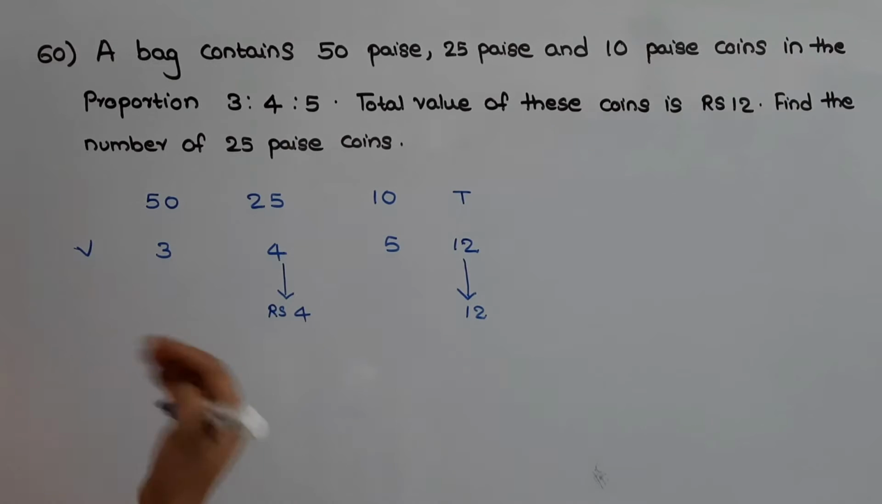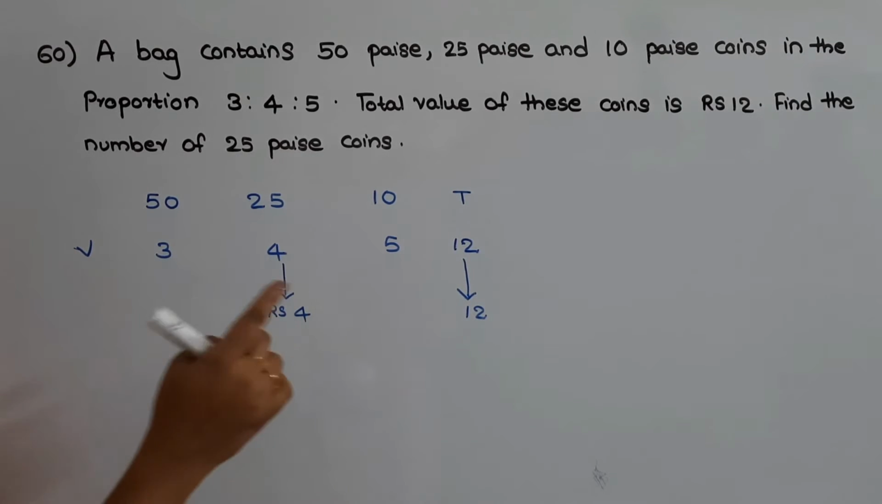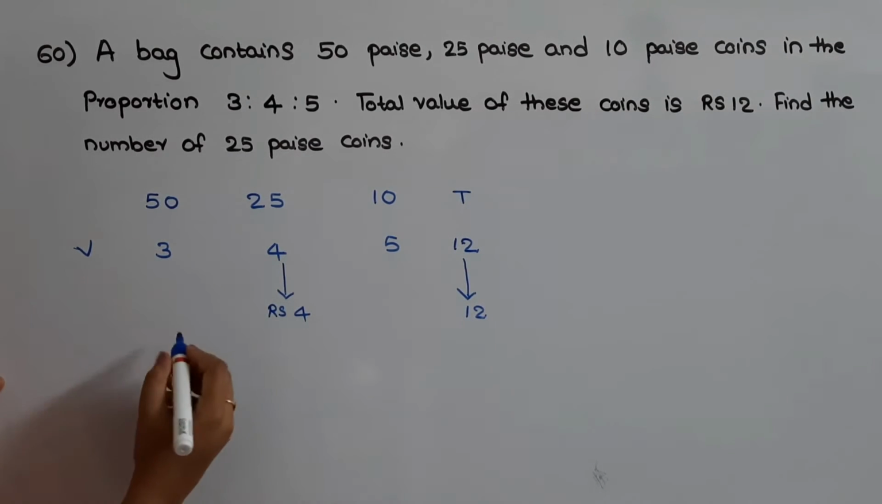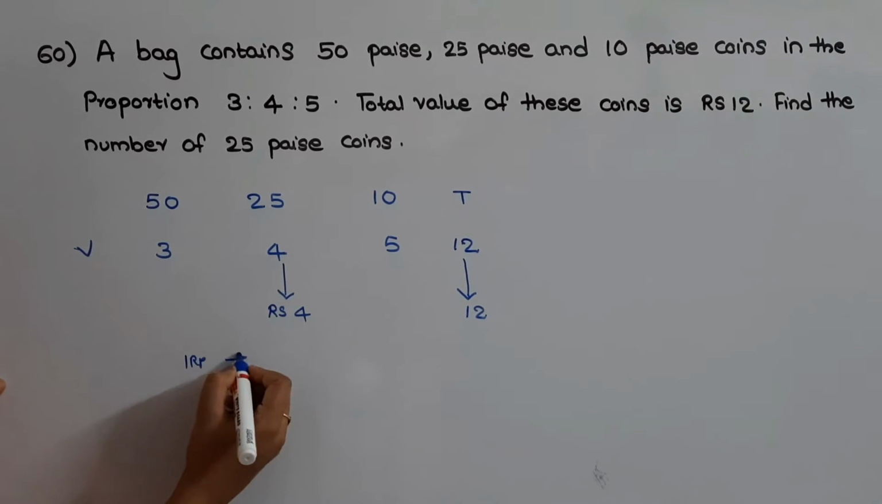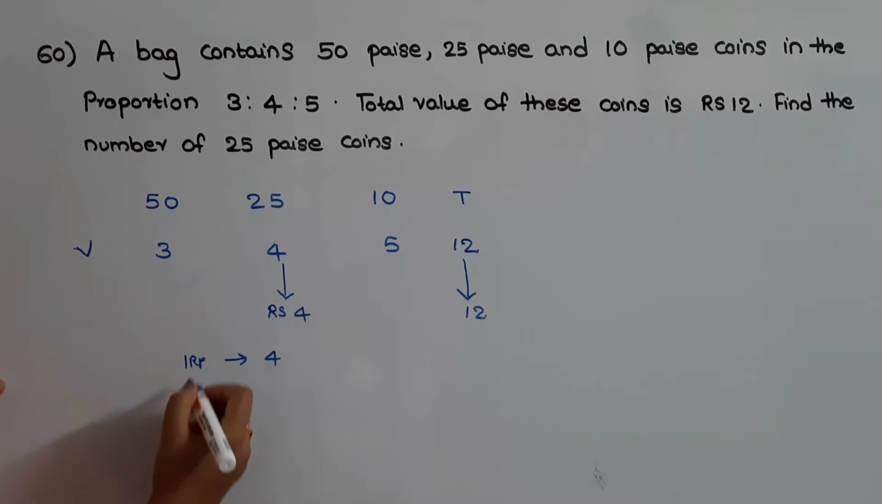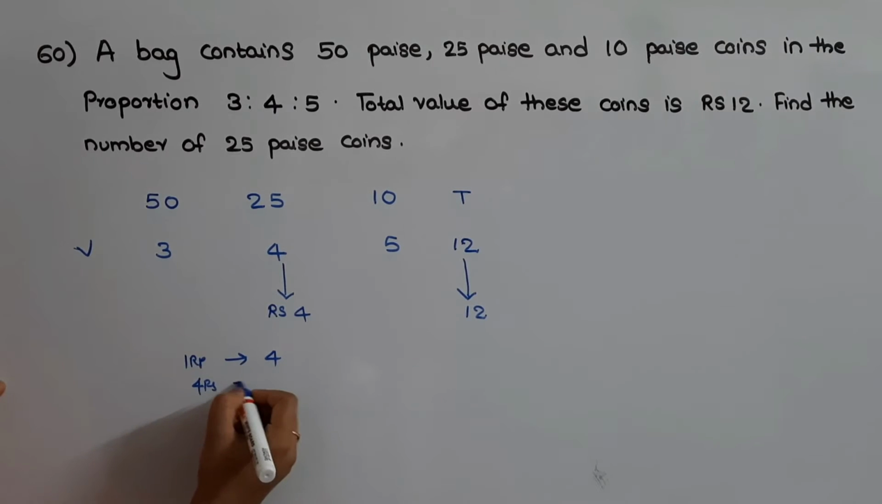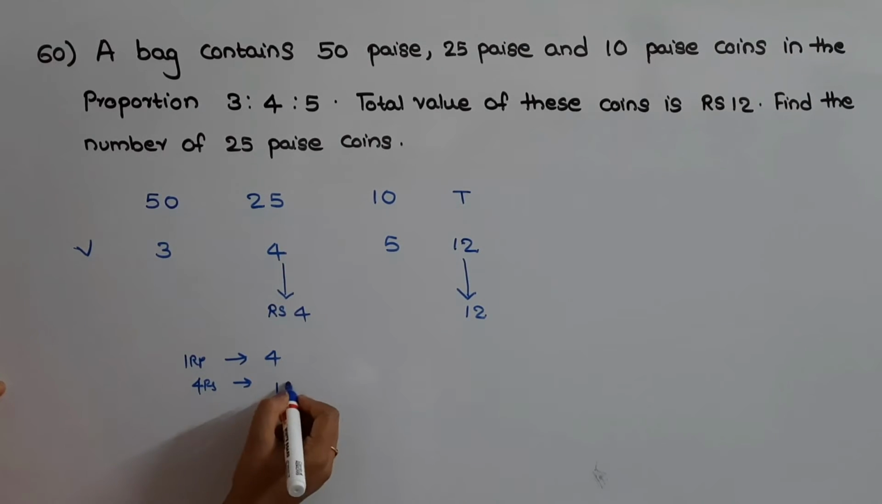Okay. Now how many 25 paises are there in 4 rupees? In 1 rupee there are 4 25 paise coins. Then in 4 rupees it will be 4 into 4, that is 16. So this is the answer.